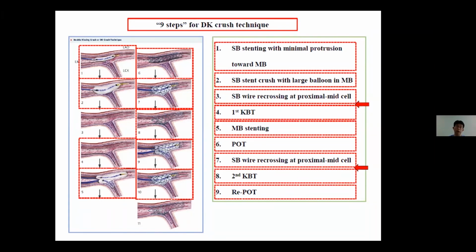This is different from Culotte stenting or the one stent technique. The recross point is proximal or mid-cell because of crush stenting. First is the kissing balloon technique, then main branch stenting at the port here. Then side branch wire recrossing again at the proximal or mid-cell, and then the kissing balloon technique again. This is the 9-step DK crush technique.